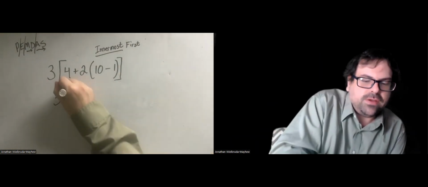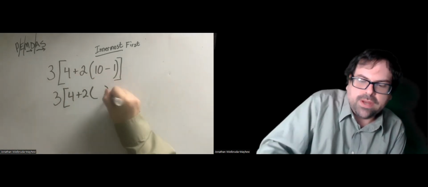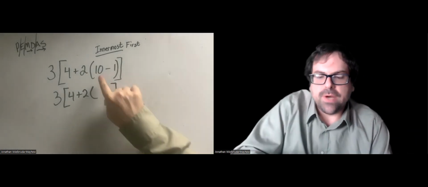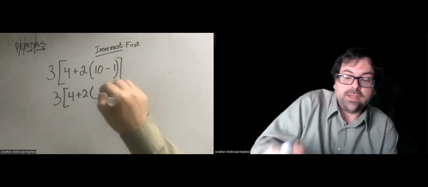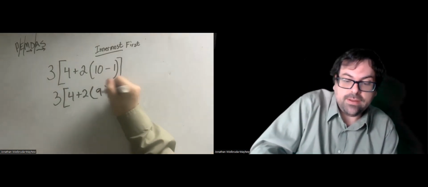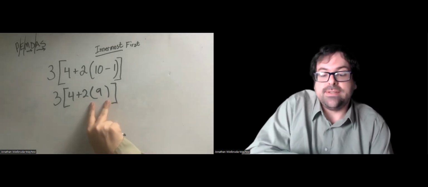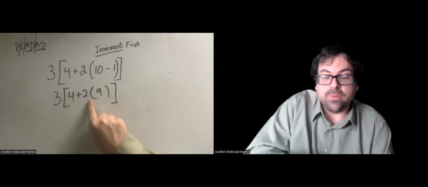Leave everything else alone. 3 square bracket 4 plus 2 parentheses bracket. Inside the parentheses, 10 minus 1 is what we do first. 10 minus 1 is 9. Now there's nothing else to do inside these parentheses. This now means 2 times 9. Whenever we have a number right up against parentheses, it means multiplication.